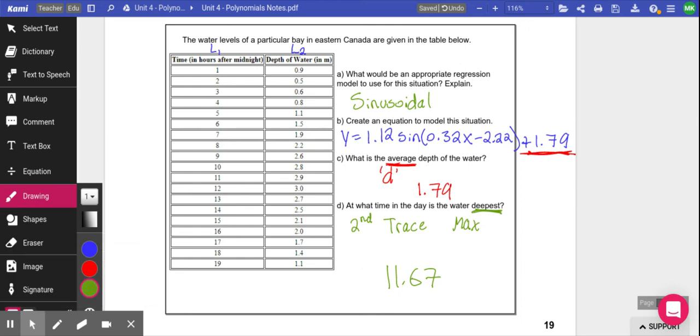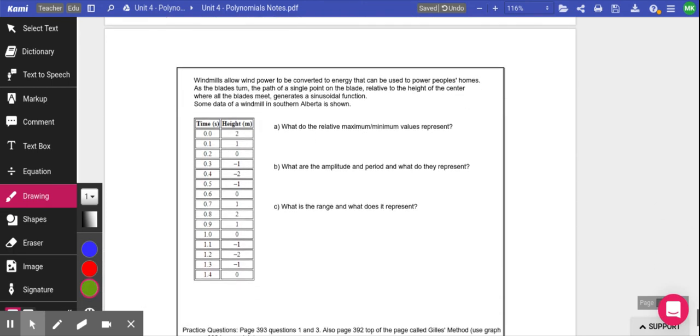Awesome. This last one, I'm just going to write down the answers. You should get the A is that's the highest and lowest points of the blades from the center of the windmill. For B, the amplitude is the A value. The period is 2 pi divided by B. And the range is this. It's the height, negative 1.